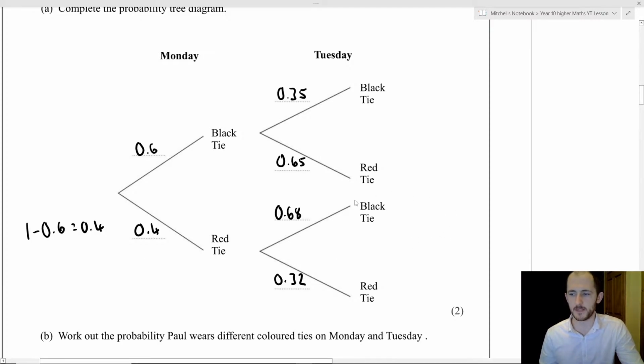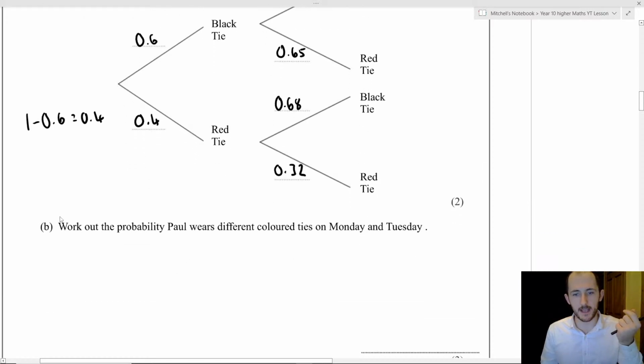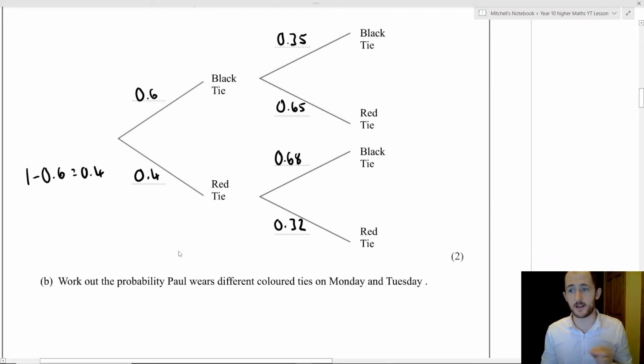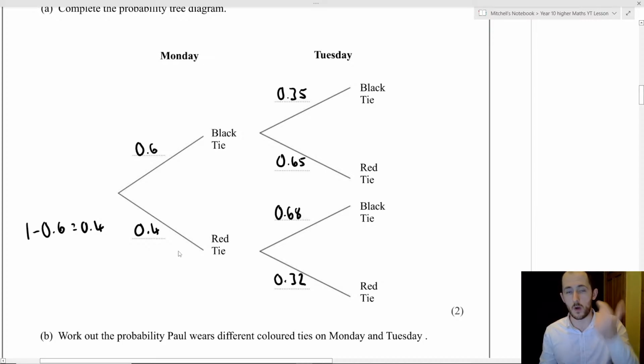Oh, good, perfect. So again, they're gradually getting a bit more tricky, but not too bad so far, I hope. And again, work out the probability Paul wears different coloured ties on Monday and Tuesday. So again, this is where students can get a bit worked up in terms of the probabilities. So he has to wear a different colour tie. So one red, one black.